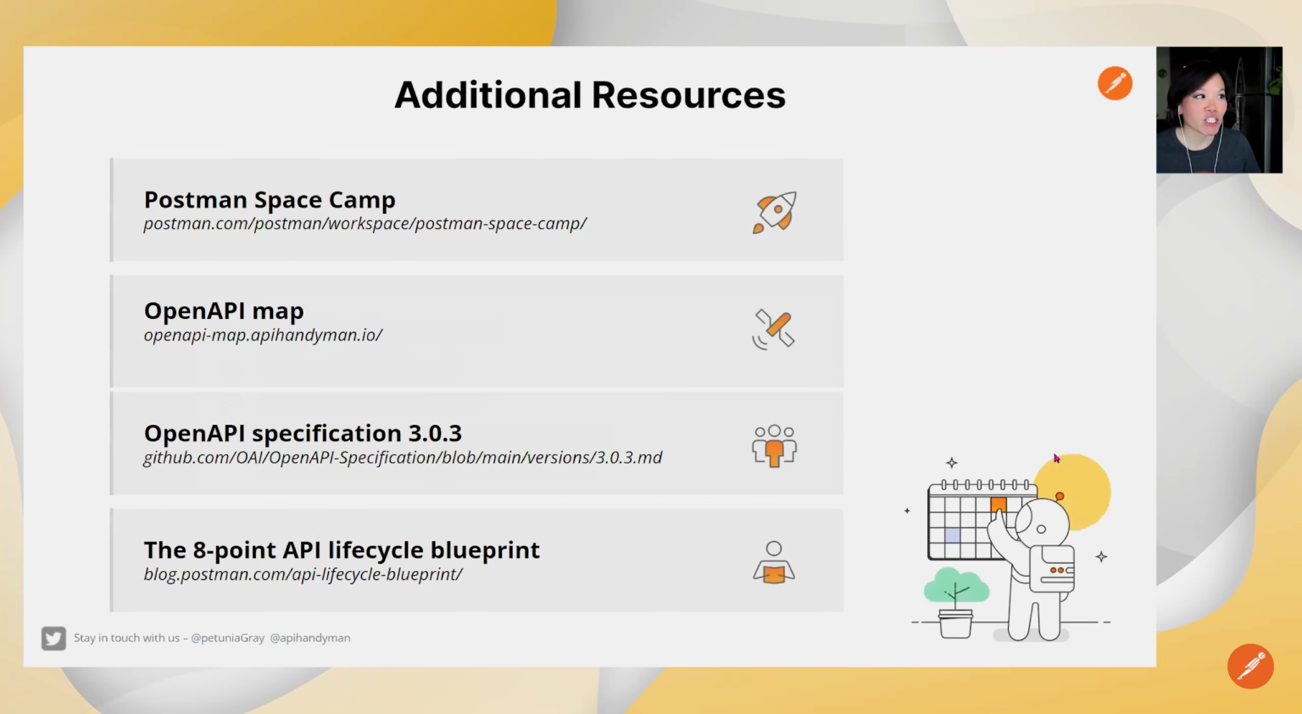Okay, chippity chop, additional resources. The 2 I want to call out here is the second one, OpenAPI map. That one is kind of like a mind map of what an API specification should look like. Do you want to tell us a little bit about that?